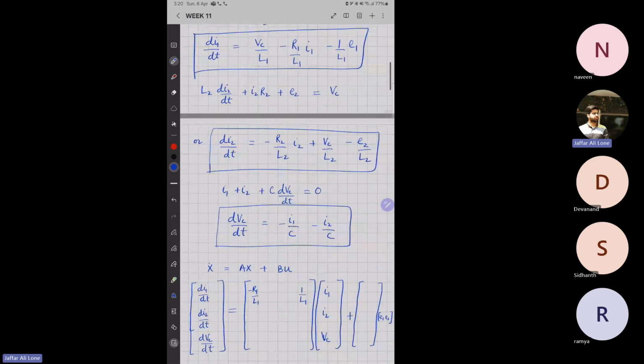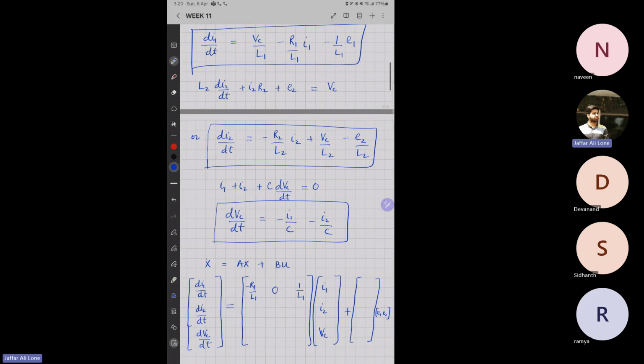There is no term for I2, so I will write 0. And there is a term for E1, which is in the input, so I can write minus 1 by L1. Just let me complete this, then I'll summarize and maybe then it will be more clear, because some people have joined late.